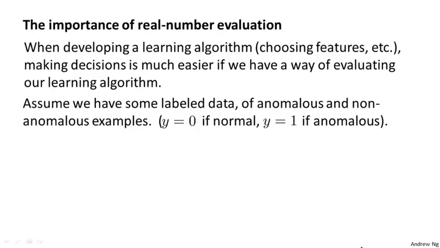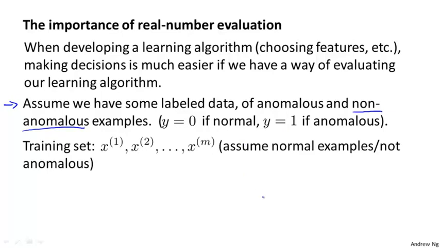So taking the aircraft engine example again, let's say that you have some labeled data of just a few anomalous examples of aircraft engines that were manufactured in the past that turned out to be anomalous, flawed or strange in some way. And let's say we also have some non-anomalous examples of perfectly okay engines. So we're going to use y equals 0 to denote the normal or non-anomalous examples, and y equals 1 to denote the anomalous examples.